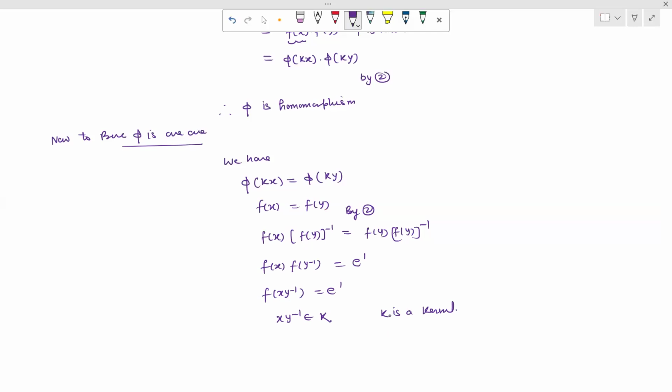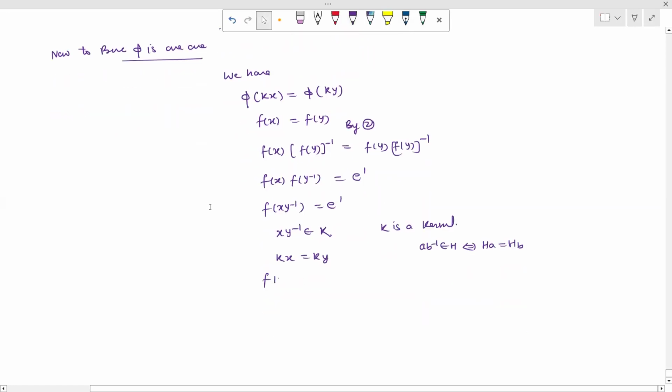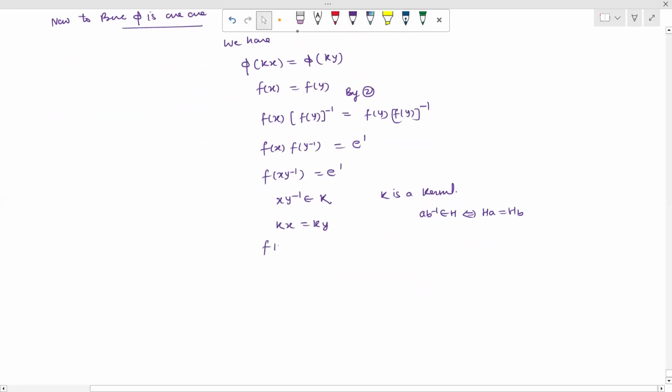When x, y belong to G, by the subgroup definition, ab inverse belongs to H implies Ha equals Hb. So you can write this as Kx equal to Ky. So Kx equal to Ky means that function phi is 1-1.